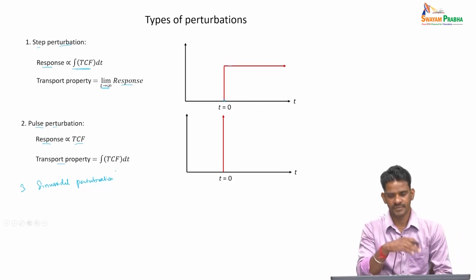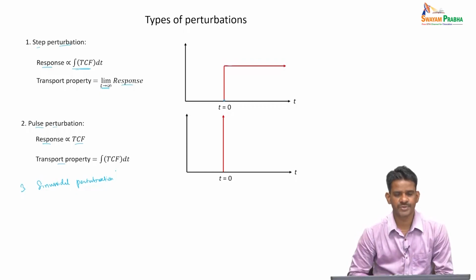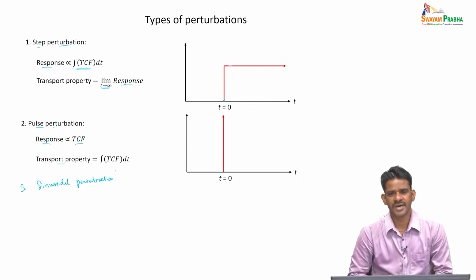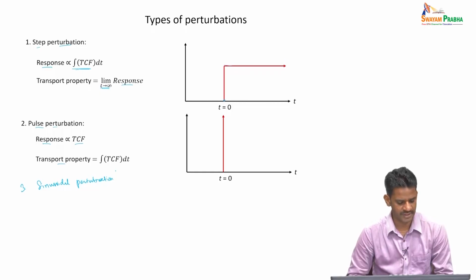So basically the perturbation can actually be an oscillatory behavior, and then you can measure the response and then take the real and the imaginary part of the Fourier components of the time correlation functions, and then from there we can also relate the transport coefficients or transport properties.